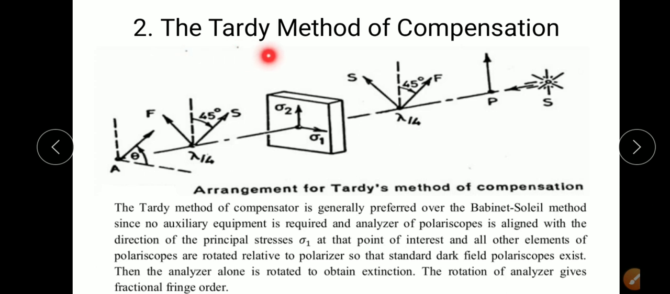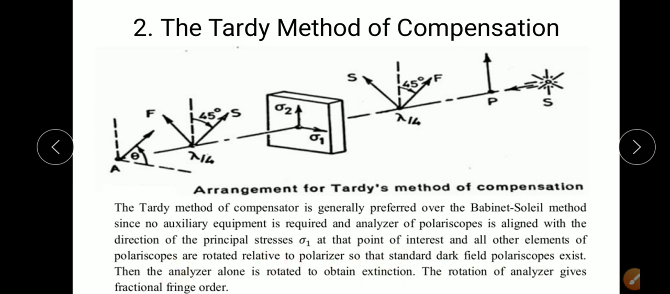So this is the Tardy's method of compensation. The Tardy's method of compensation is generally preferred over the Babinet-Soleil method since no auxiliary equipment is required, and the analyzer of a polariscope is aligned with the direction of principal stress sigma 1. So in the direction of sigma 1, you are going to align that analyzer. At that point the specimen and all the other elements of the polariscope are rotated relative to the polarizer, so that a standard dark field polariscope exists.